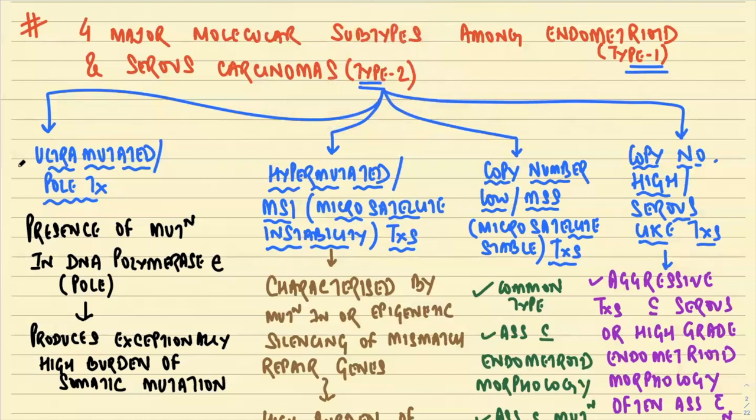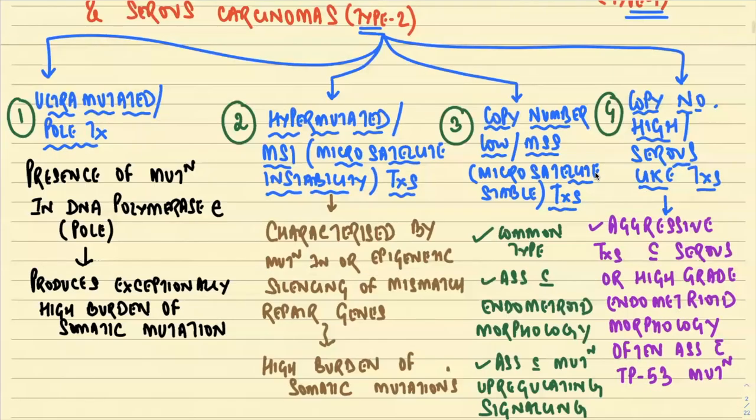So number one, we have ultra-mutated or POLE tumors, two, hypermutated or MSI tumors. MSI means microsatellite unstable tumors. Three is copy number low or microsatellite stable tumors, and four, copy number high or serous-like tumors. Now over here, whenever I'm saying serous-like tumor, I am referring to the serous ovarian adenocarcinoma features. Okay, always remember that.